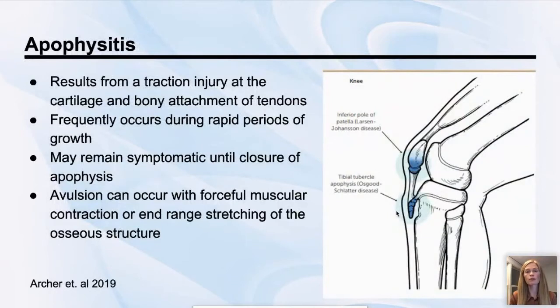So looking more closely at apophysitis. This results from a traction injury at the cartilage and bony attachment of tendons. It frequently occurs during rapid periods of growth. It may remain symptomatic until closure of the apophysis.